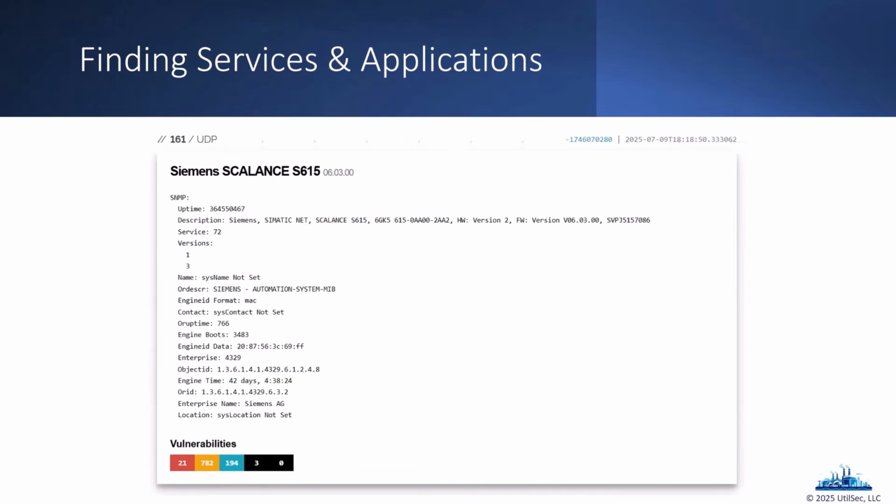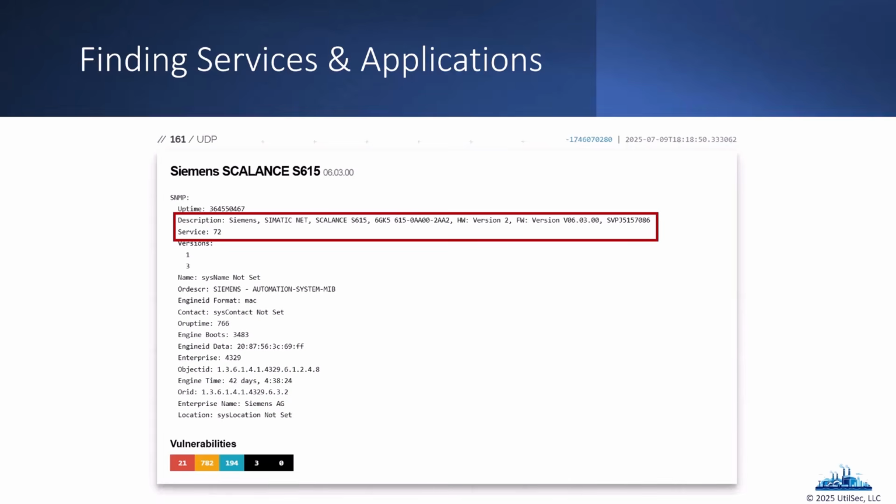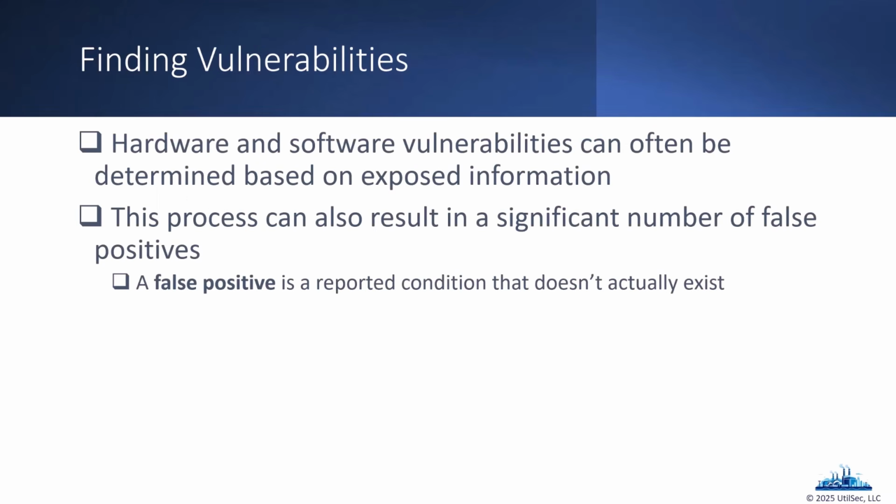Here's another example of another piece of Siemens equipment that's connected and exposed to the internet. And we can actually see things like the firmware version. And we can look that up to see, are there any known vulnerabilities associated with this firmware version, with this piece of equipment? And then potentially those vulnerabilities we can use to gain access.